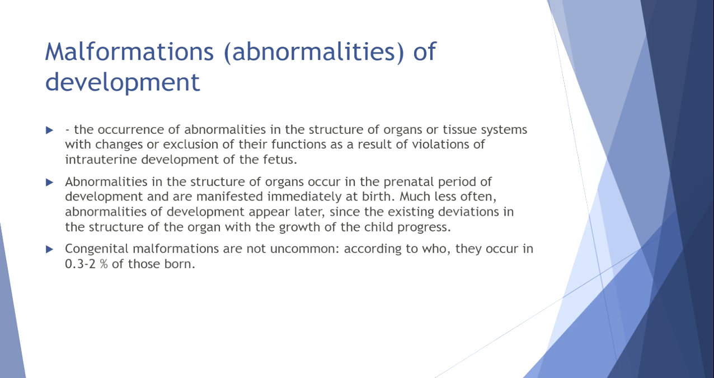Abnormalities in the structure of organs occur in the prenatal period of development and are manifested immediately at birth. Much less often, abnormalities of development appear later, since the existing deviation in the structure of the organ progresses with the growth of the child. Congenital malformations are not uncommon. According to WHO, they occur in 0.3–2% of those who are born.